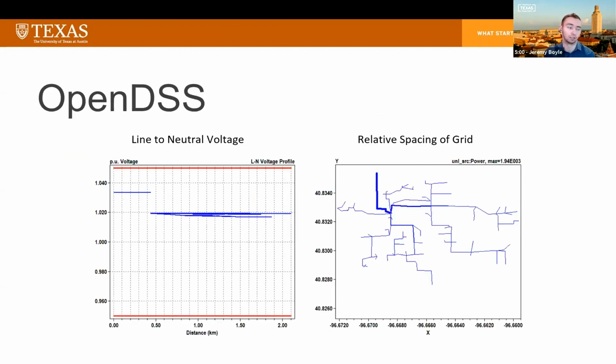So first up on the OpenDSS side, this was a software used to look at the voltage impact of our proposed system. On the left, as we can see on the graph, the per unit voltage does decrease slightly as we increase our distance from the source. However, it maintains its tolerance within the range of 1.05 and 0.95 per unit. On the right side here is just a graph of our grid configuration that we designed.